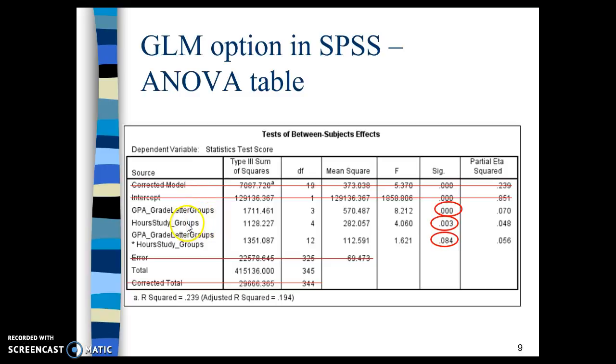This is our studied by stats test. You can see that is also significant. So these are two one-way ANOVAs. Here's the interaction, so we see the star. This is grade letter groups by our studied groups. We scan all the way over and we see that this interaction is not significant. So instead we report these two individually instead of looking at the interaction.